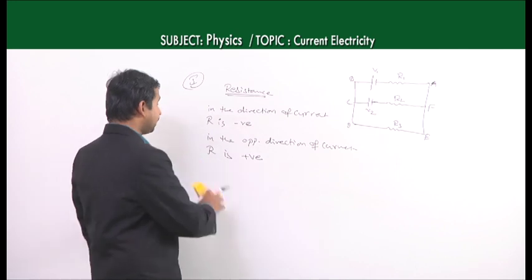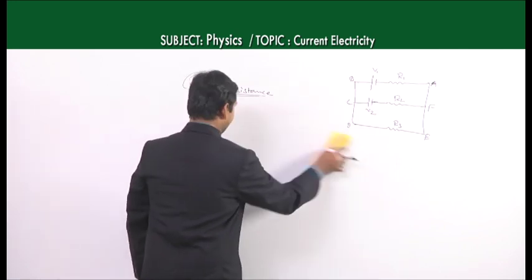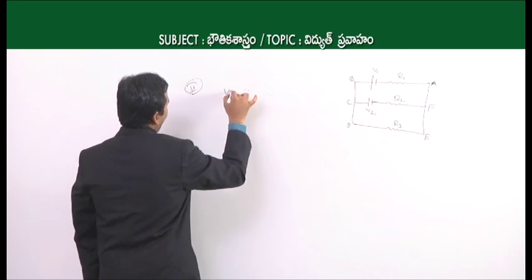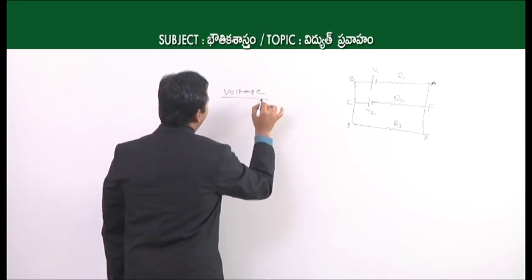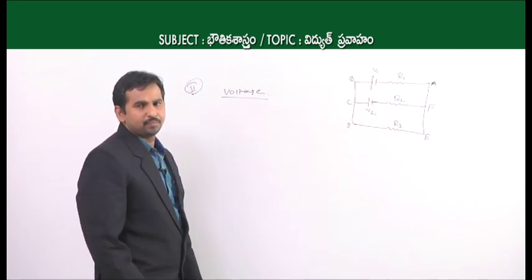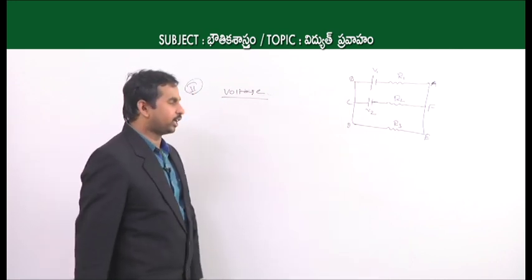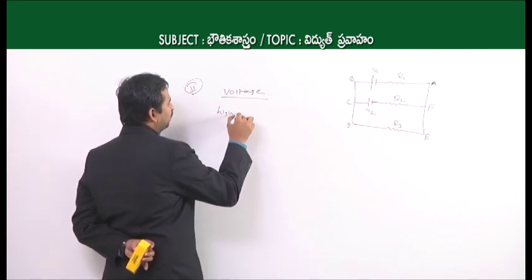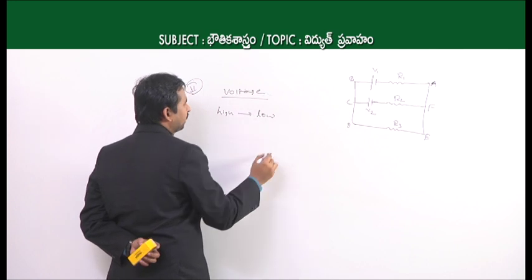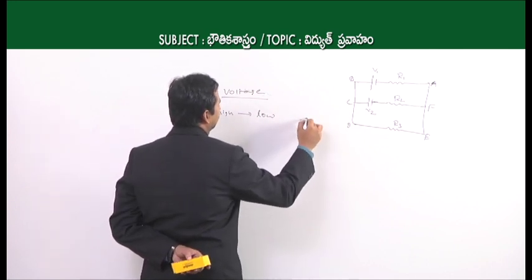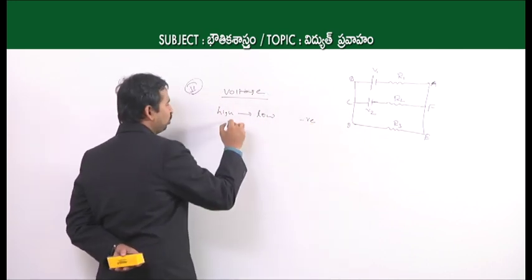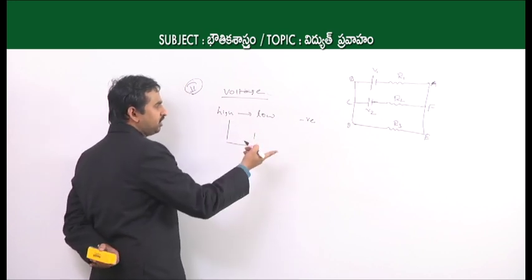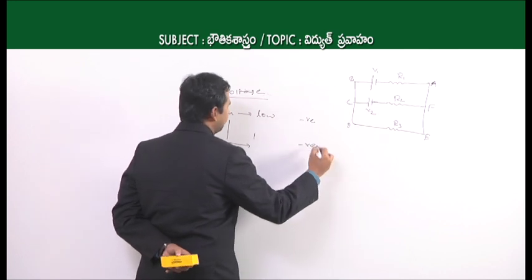And the second sign convention is for the case of voltage. In case of voltage, if you are going in the direction of current, and you are passing from high potential to low potential, then in this case we have to take that as negative. High to low means you are going from positive terminal to a negative terminal. In this case you have to take that as negative.